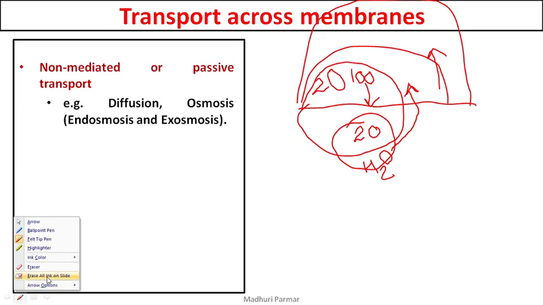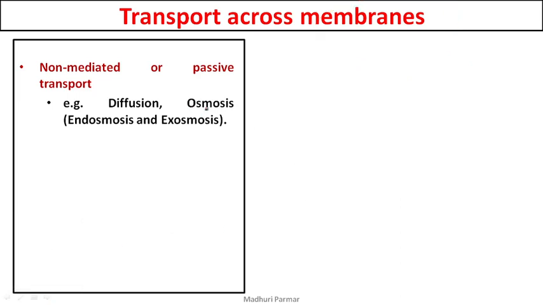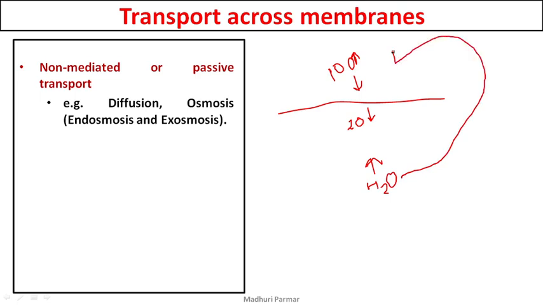So this process of movement of solvent molecules, it could be water, it could be any solvent, from its higher concentration. Here, because there were just 20 molecules of glucose, the concentration of water was higher. The solute concentration is low but water concentration is high. On the other side, solute concentration is high but the water concentration is low. So movement of solvent, which is H2O, from its higher concentration to its lower concentration is called osmosis.